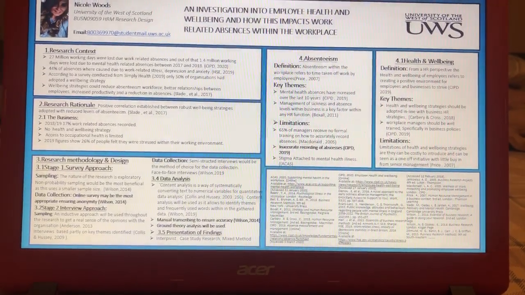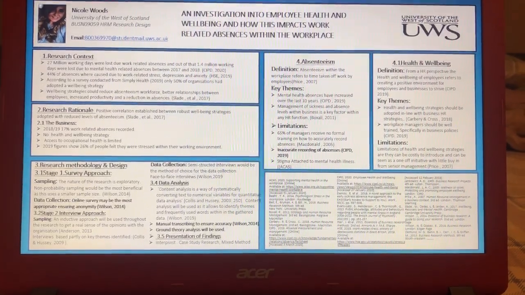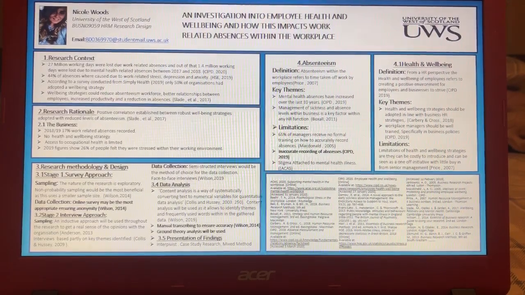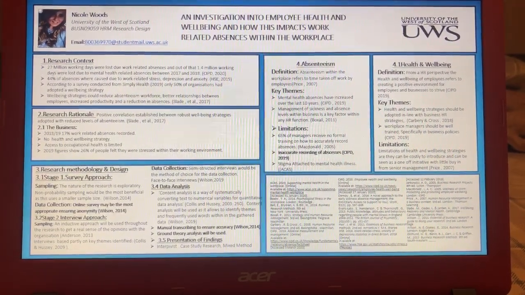The analysis approach that I would use here would be a grounded theory. The reason I want to use this is because there's no strategy already adopted with health and wellbeing. I think grounded theory would allow me then to pick up the key themes and then implement a theory based on that.